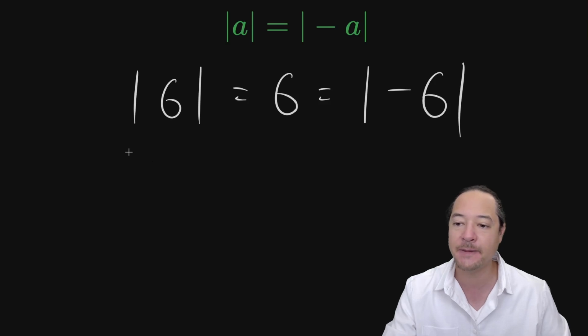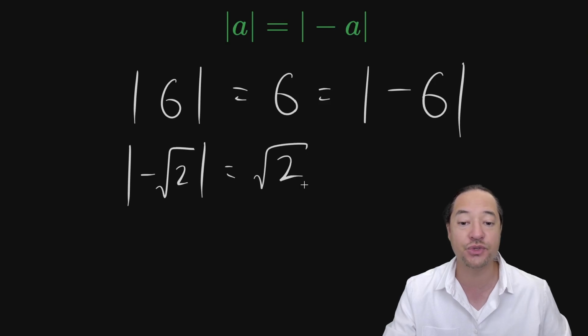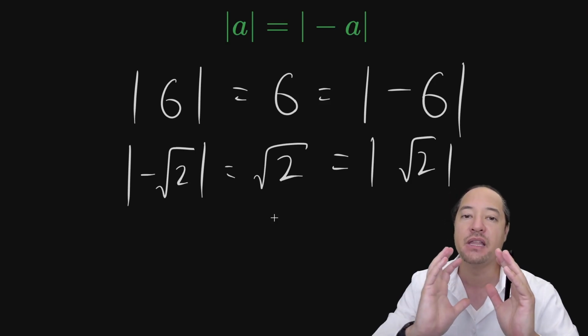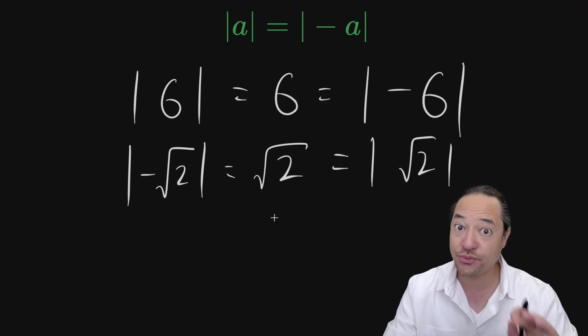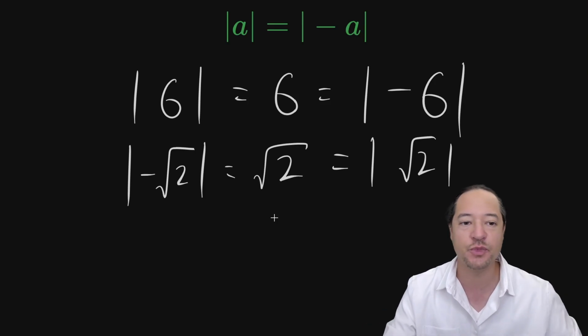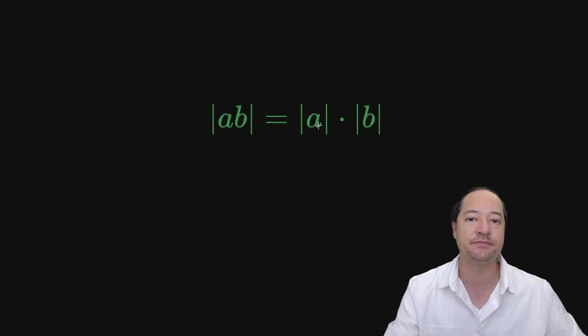Let's try another idea. Let's take the absolute value of the negative square root of 2. What's that going to be? Well, it's going to be root 2. If I take the absolute value of root 2, well, that's also just going to be root 2. Okay, so this second property is also pretty straightforward. You just always get a positive value or 0. It could be 0, right?